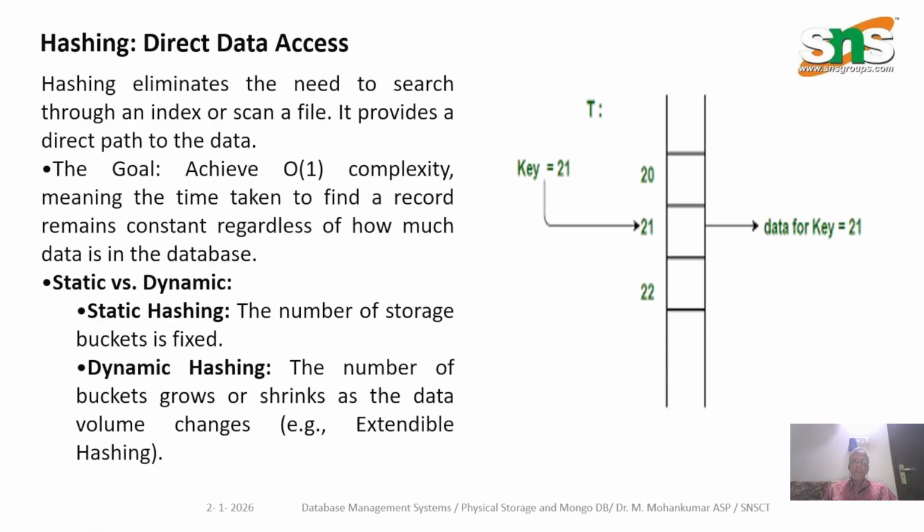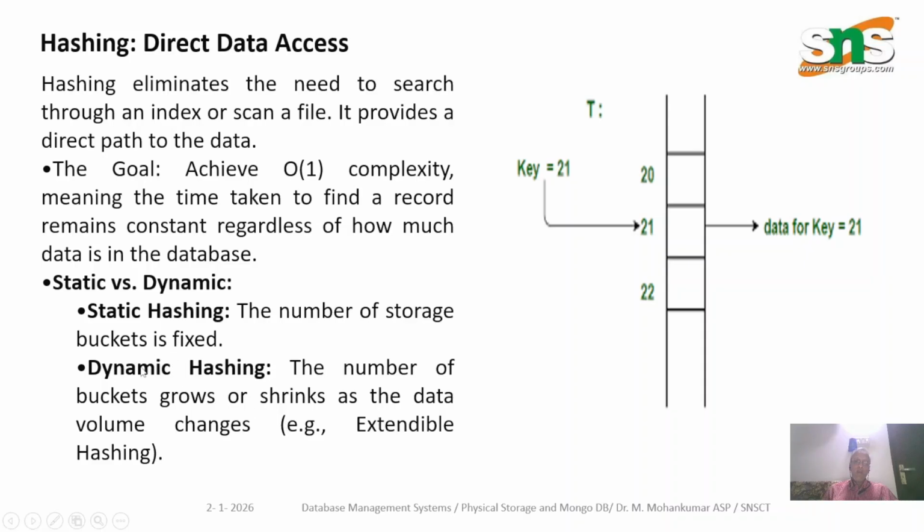Now hashing, direct data access. Hashing eliminates the need to search through the index or scan the file. It provides a direct path to the data. The goal achieved is O(1) complexity, meaning the time taken to find a record remains constant regardless of how much data is in the database. We have two concepts: static and dynamic hashing. In static hashing, the number of storage buckets is fixed. In dynamic hashing, the number of buckets grows or shrinks as the data changes. It is the extendable hashing concept.